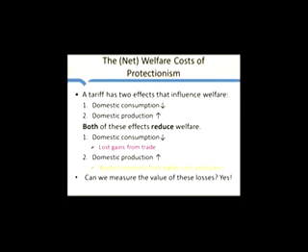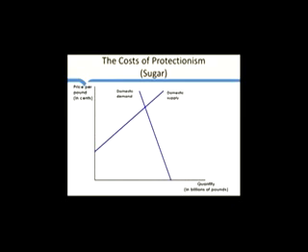In order to focus on the welfare costs, I'm going to make two simplifying assumptions. First, I'm going to assume that the world price is so low that if there were complete free trade, there would be no domestic supply whatsoever. So think about a good like sugar. If we had complete free trade in sugar, we in the United States would probably import all of our sugar.